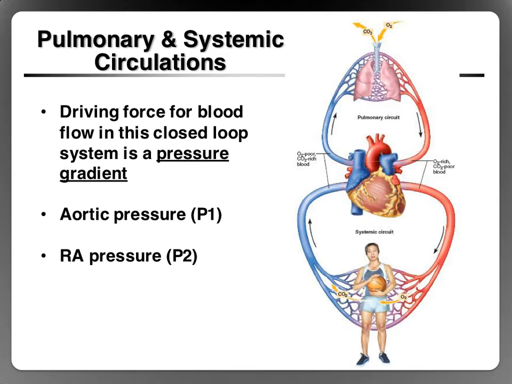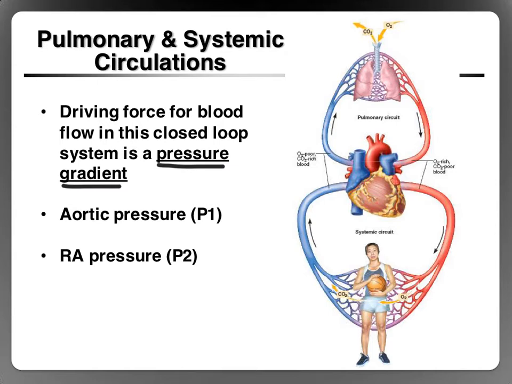The driving force for the blood flow through this closed loop system is a pressure gradient. Okay, and we're going to talk a lot about pressure gradients this semester in multiple chapters, so this is a really important concept to understand, because you're going to see that it repeats in most, if not all, of the systems in the body. So basically, the reason that blood flows in the direction that it flows is because there's a pressure gradient driving the blood flow in that direction.